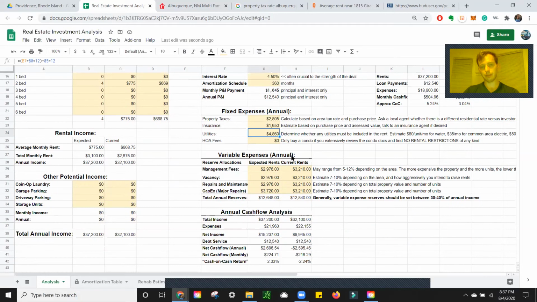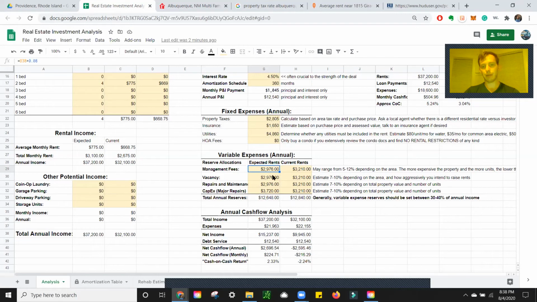Utilities, we're going to assume a little bit for each unit. Currently, I have this running at $85 per month total for trash and some common area electric, as well as $80 per unit for water every single month. You could play with this. You could sub-meter for the water. Around here in Boston, you can get a building sub-metered for water for about $2,500. As you can kind of see from this, that would pay you back super fast. That's like one year's expenses there.